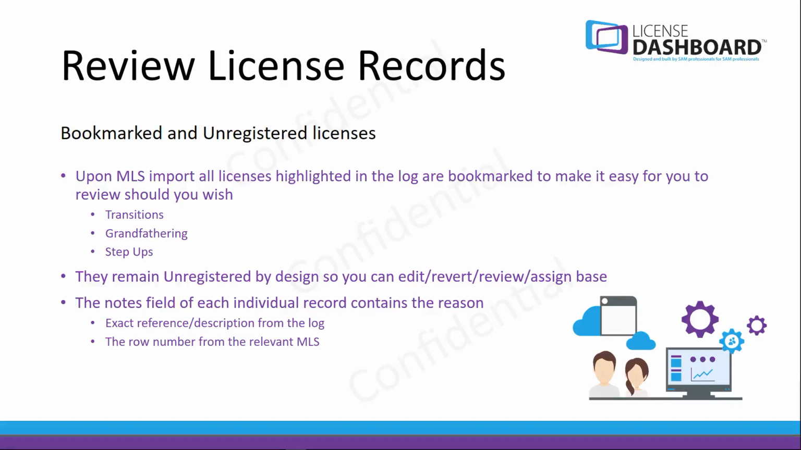You might want to still license your Windows Server by processor because it's financially better for you to do your true-up. Ultimately, you're going to have to migrate to the 2-core OS, but of course you still have the right to purchase licenses by 2-proc. The notes field of each individual record contains the reason, so it'll give you an exact reference description from the log, and of course the row number from the relevant ML.